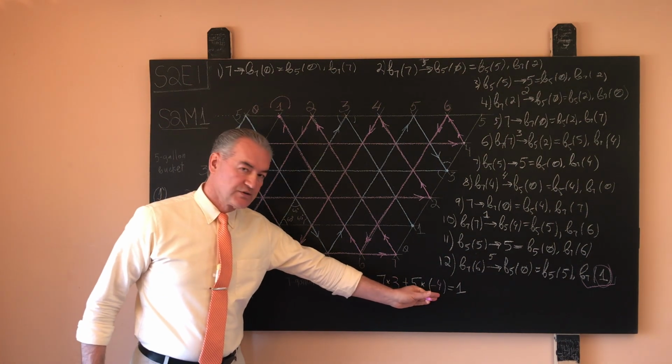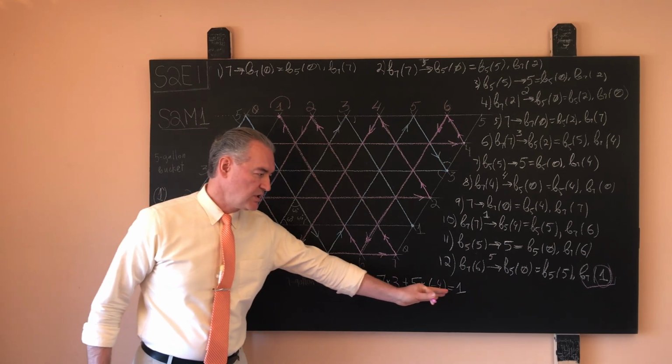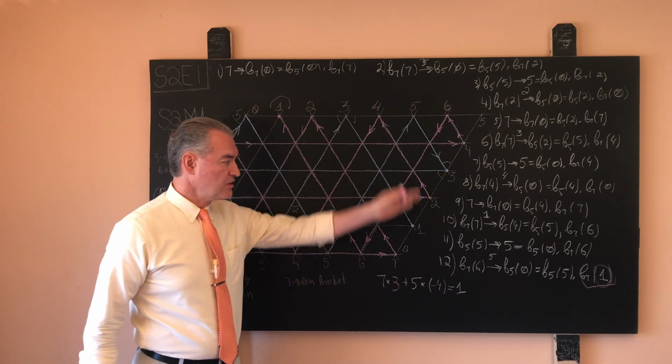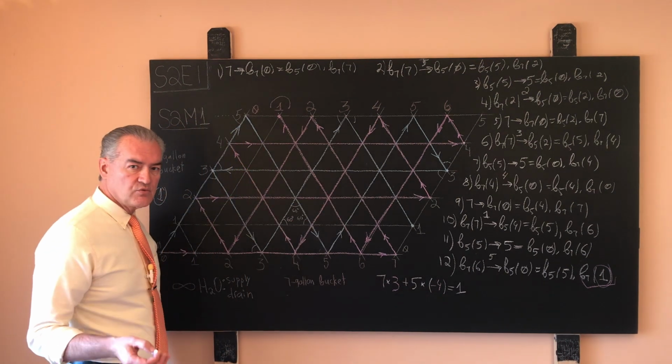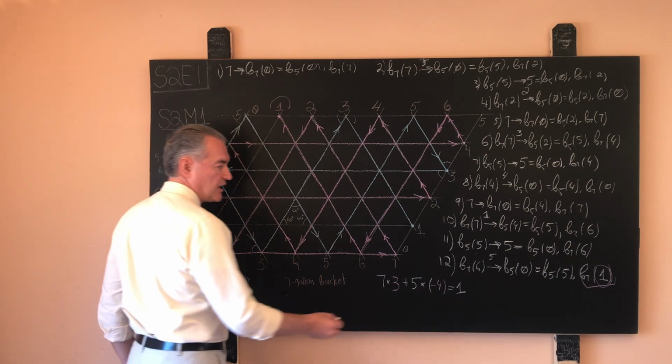7 times 3 is 21. 5 times 4 is 20. Negative sign in front of 20. 21 minus 20 is 1. Can we find the numbers 3 and 4 within this algorithm? First of all, we see that the second algorithm takes 12 steps.